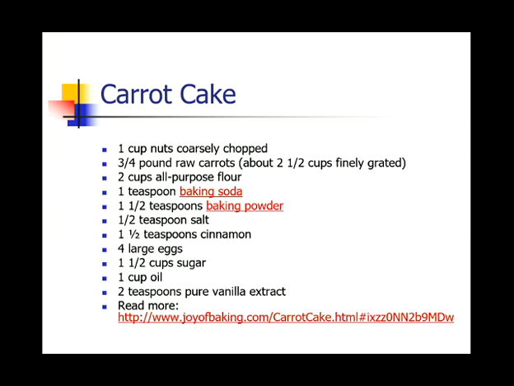Coming up as an example, carrot cake. Take a look. What are the leavening agents here? Baking soda and baking powder. Why is that? They have both. Is there any acid ingredient in here?